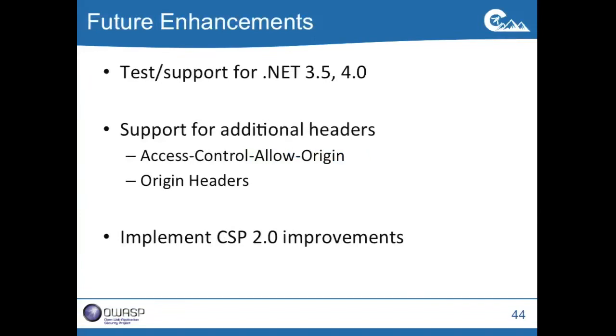So some of the future things we want to do, we want to actually test support for .NET 3.5, .NET 4.0. Again, theoretically it works, but we haven't actually tried it. We want to add a couple other headers in there, the access control allow origin and the origin headers. I want to add both of those in. And then the CSP 2.0 spec is out, so we'd like to put those headers into there so that if it ever gets approved and ratified and everybody's happy with it, then we can go ahead and start generating those too.